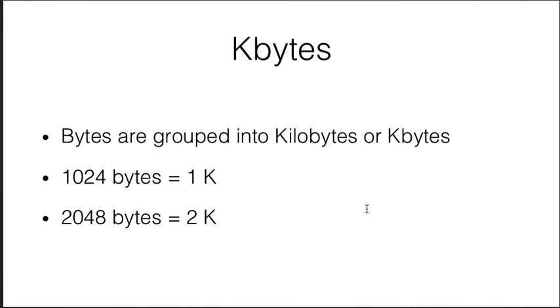So the bytes are broken up into kilobytes, and a kilobyte is 1024 bytes. So a kilometer is 1,000 meters, but a kilobyte is 1,024 bytes. So if you divide the number of bytes by 1,000, you only get a rough approximation of the number of kilobytes. To get the proper answer, you'd have to divide by 1,024. So 2048 bytes is 2 kilobytes.